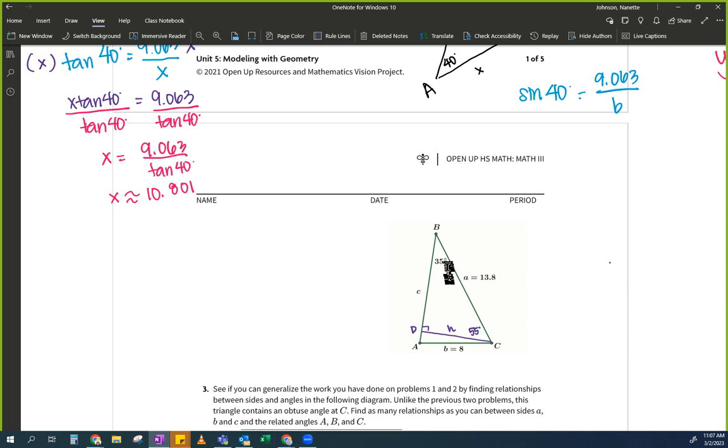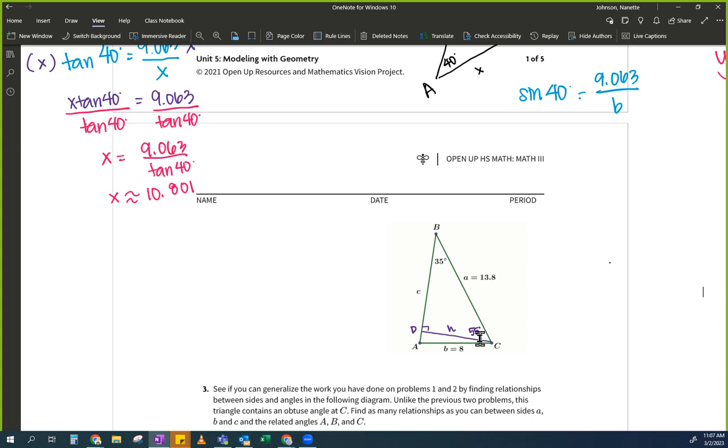Someone said, hey, it's because in a triangle, not just a right triangle, in any triangle, the sum of the measures of the angles is always 180. So 180 minus 90 is 90, and 90 minus 35 is 55. Very good. Very, very good.